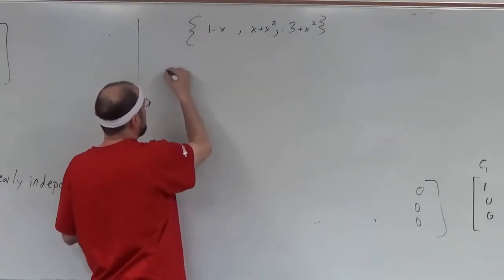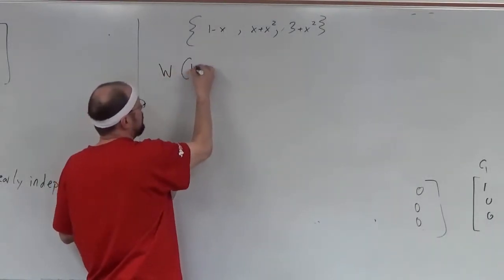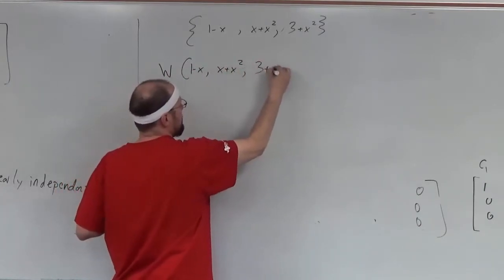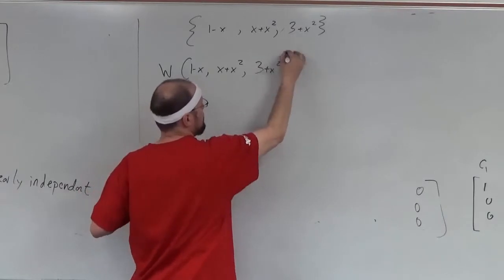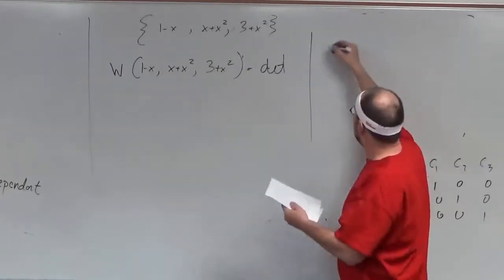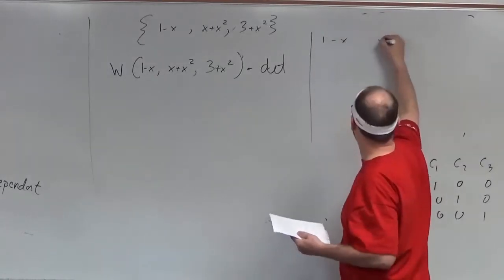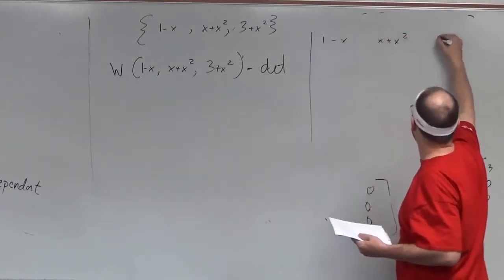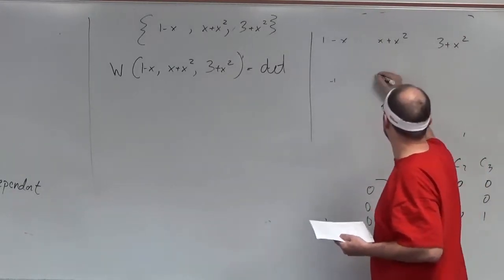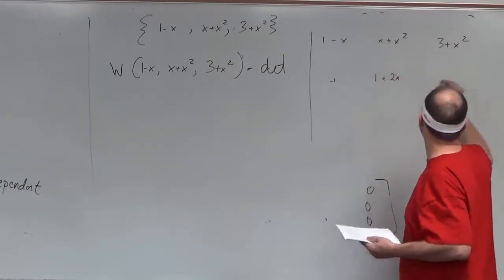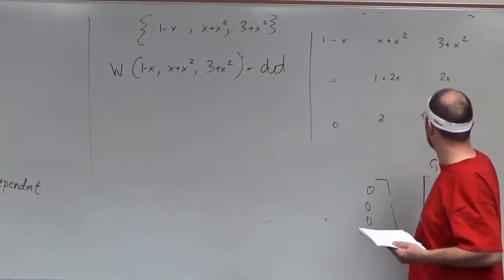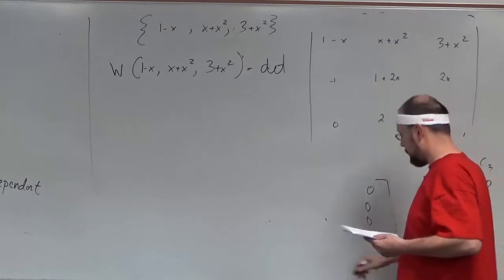So let's call this here the Wronskian of these three differentiable functions. The determinant, and we simply write down the functions. And we differentiate again, the second order derivatives. And you compute the determinant there.